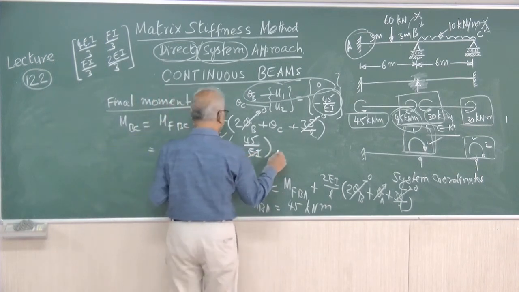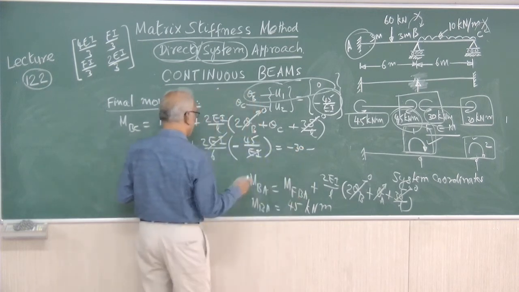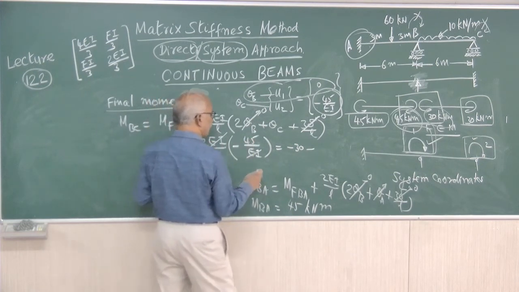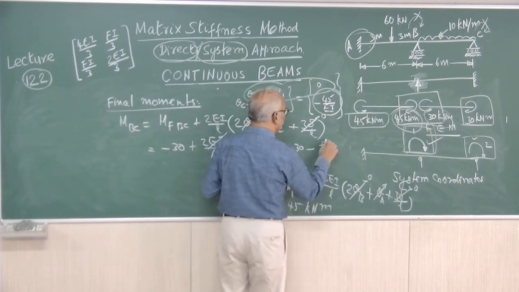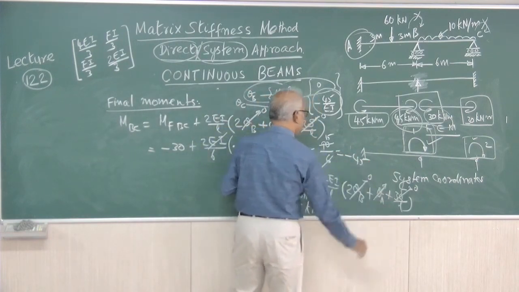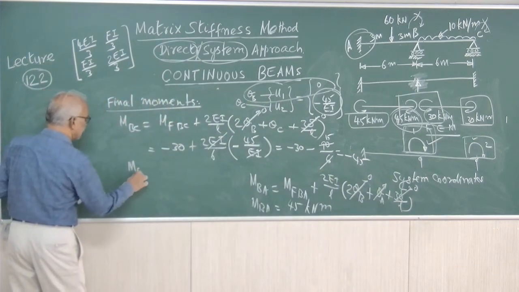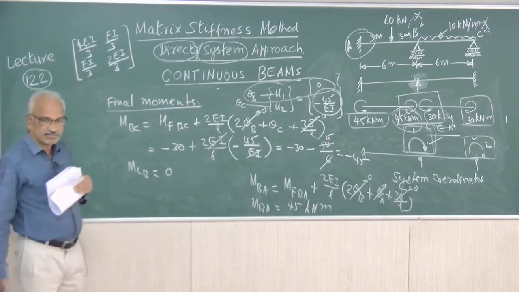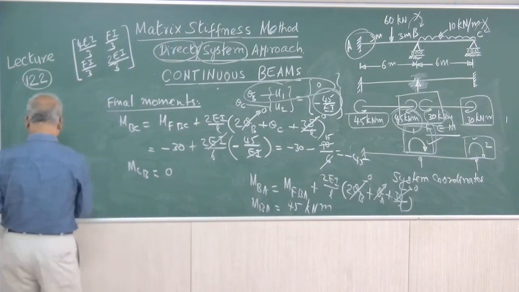So this is minus 30, minus, actually there is minus here, 2 into 45, 90 by 6, minus 90 by 6. So this will become 15. So this is equal to minus 45. And when you calculate MCB, that will be 0. So we need not waste our time. So we will be getting 0. That is how we have to find out the final moments.